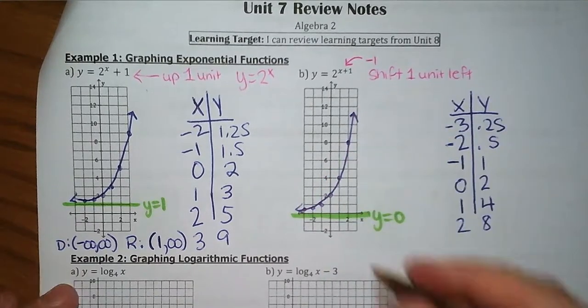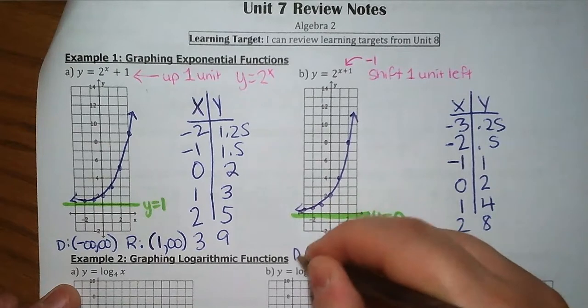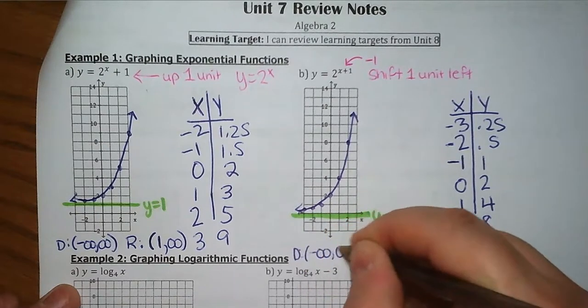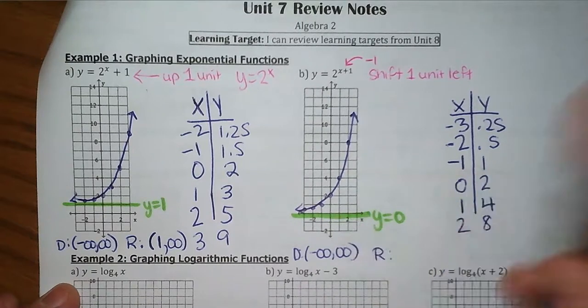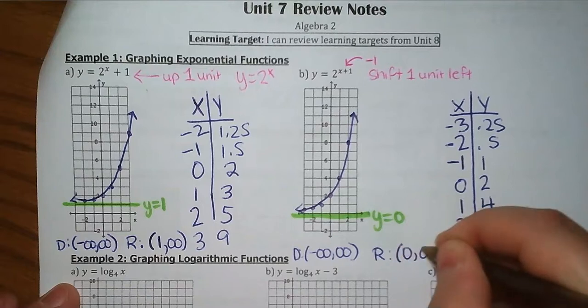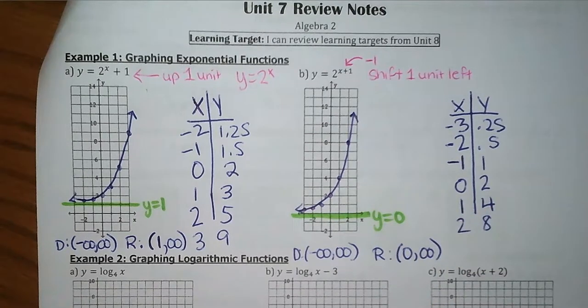Now, the domain for that graph is the same, negative infinity to infinity, goes left and right forever. The range here, you start touching the graph after you hop over the asymptote at 0, so it'd be 0 to infinity because it goes up forever.